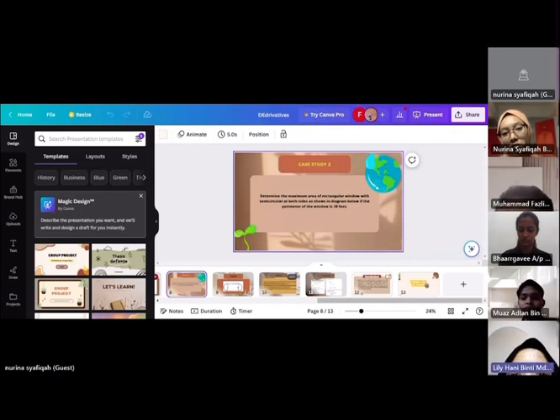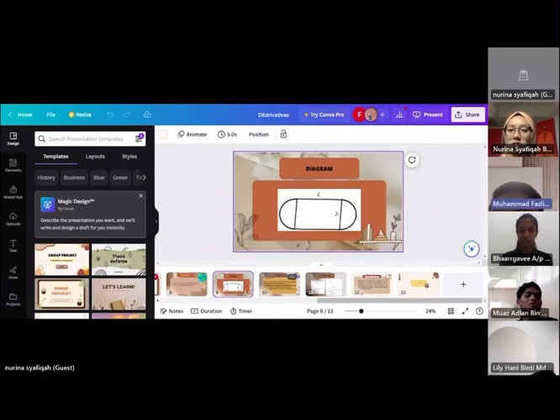Okay, thank you, Muaz. I will continue the case study 2. The question is: determine the maximum area of a rectangular window with semicircles at both sides, as shown in the diagram below, if the perimeter of the window is 30 feet. Okay, next. That is the diagram of the question.